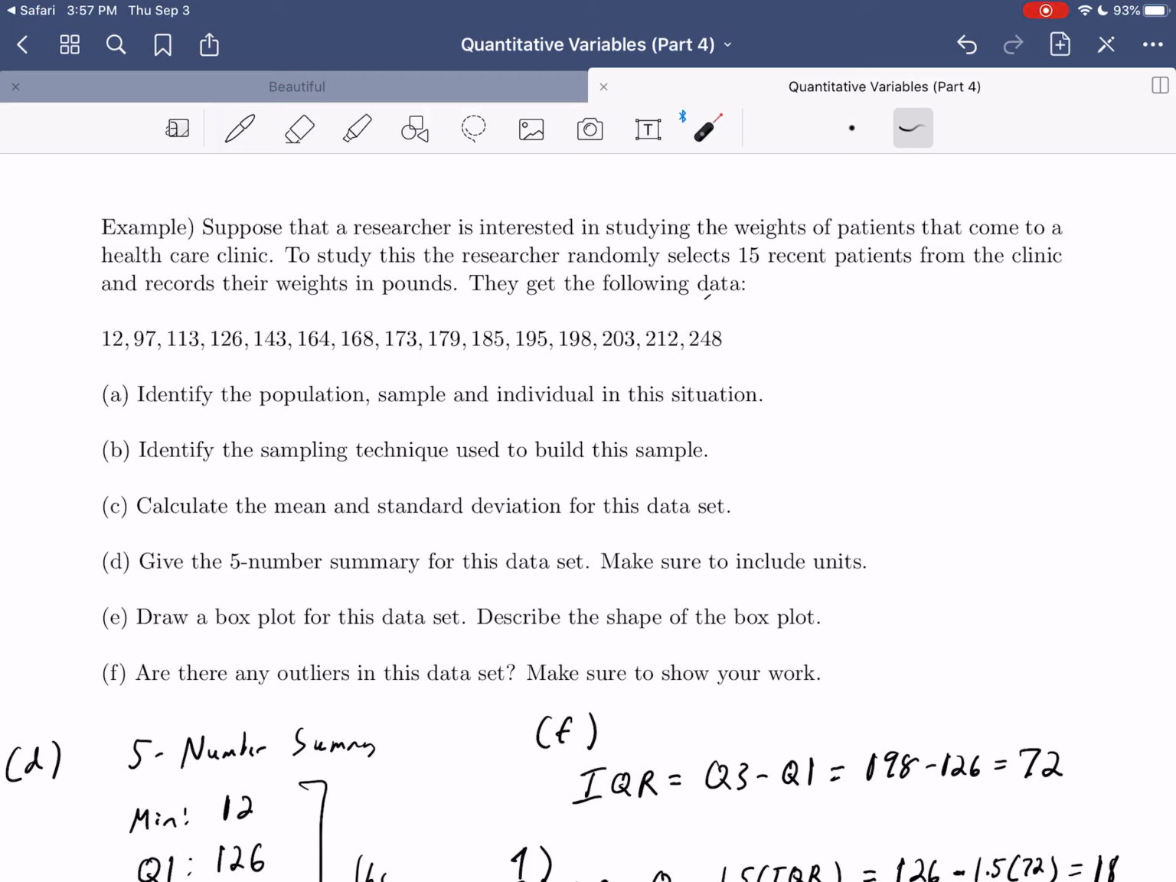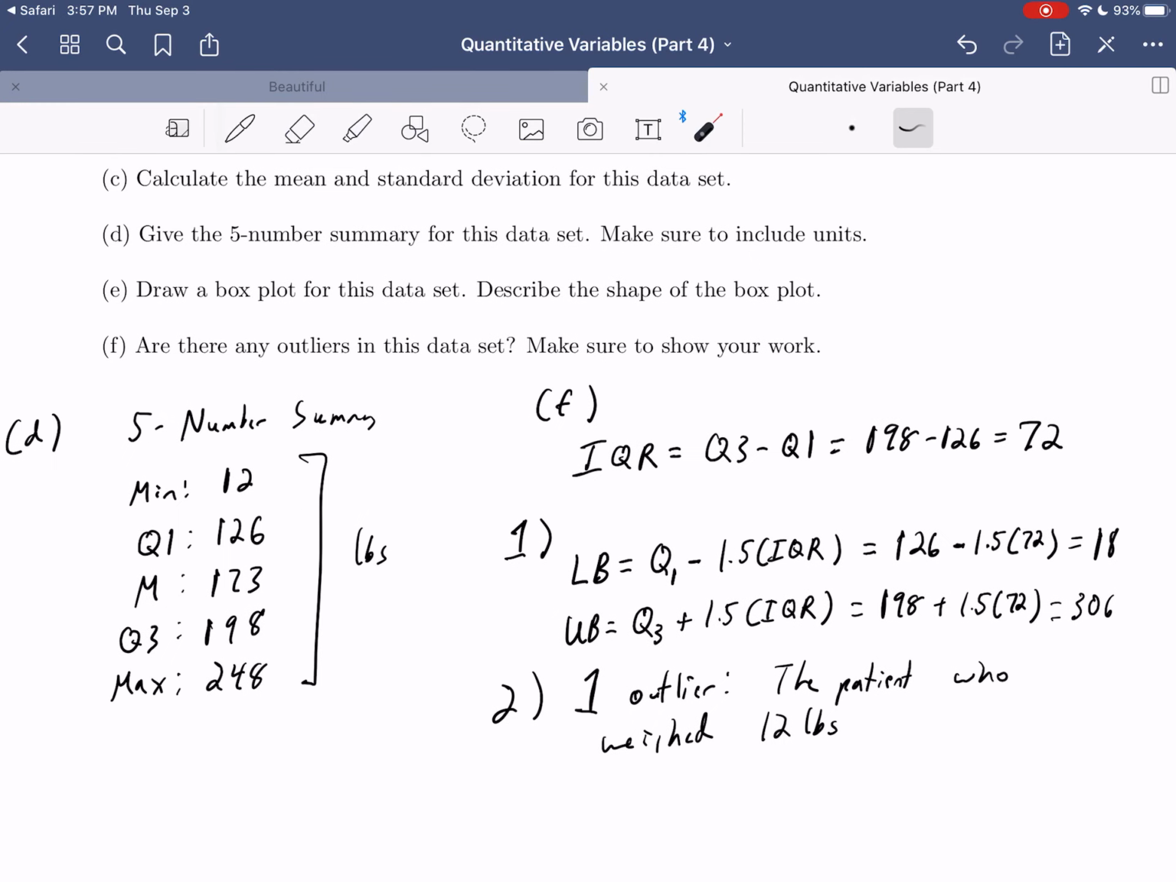Okay, so in this example, we've now gone back and reviewed one last time all the major descriptive statistics you need to be comfortable with: mean, standard deviation, 5-number summary. We've now seen the last visual display, the box plot, and how to do the shape of that, and we're able to detect outliers in our data set.